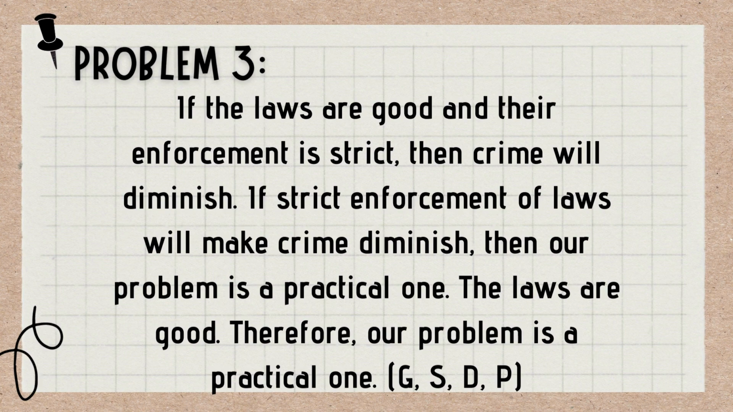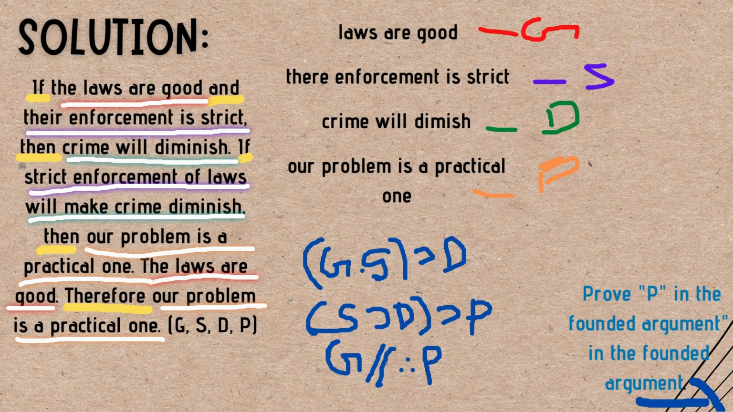So moving on to the third problem. If the laws are good and the enforcement is strict, then crime will diminish. If strict enforcement of laws will make crime diminish, then our problem is a practical one. The laws are good, therefore, our problem is a practical one. So we have four variables here. Let's separate it by the connectives: if, and, then, again if, then, therefore. So we have four types of sentence here: laws are good, their enforcement is strict, crime will diminish, and our problem is a practical one.